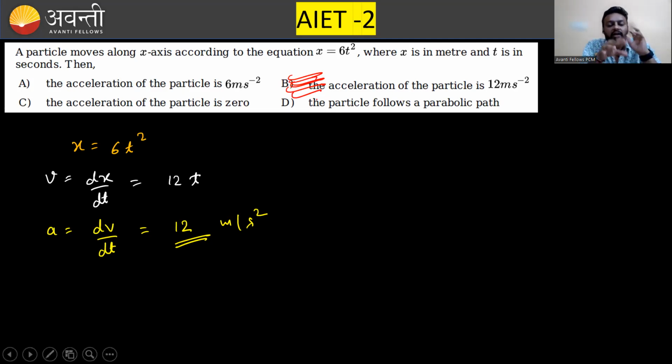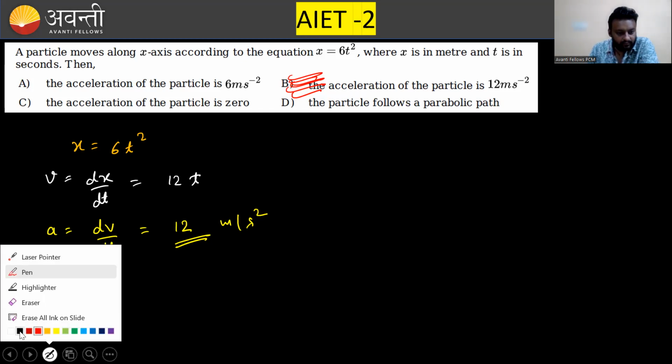Now, we cannot comment on the path of the particle, because the path depends on in which direction it's initially moving and what the direction of acceleration is. These two combinations decide whether its path will be parabolic or a straight line. It depends on the initial motion and the direction of acceleration, which is not given. So it's not possible.